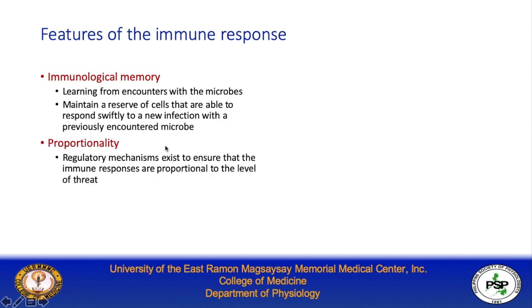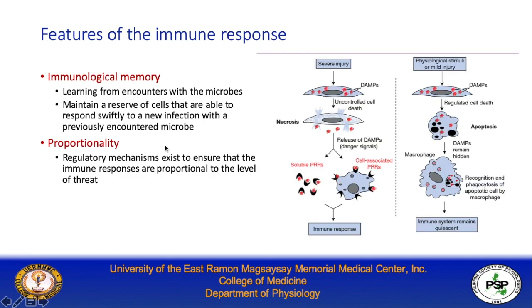And we have what we call proportionality, wherein regulatory mechanisms exist to ensure that the immune response is proportional to the level of threat. So for example, for mild injury: this is a cell, and when that cell has a mild injury, it will initiate a cascade of events which is brought about by these DAMPs.